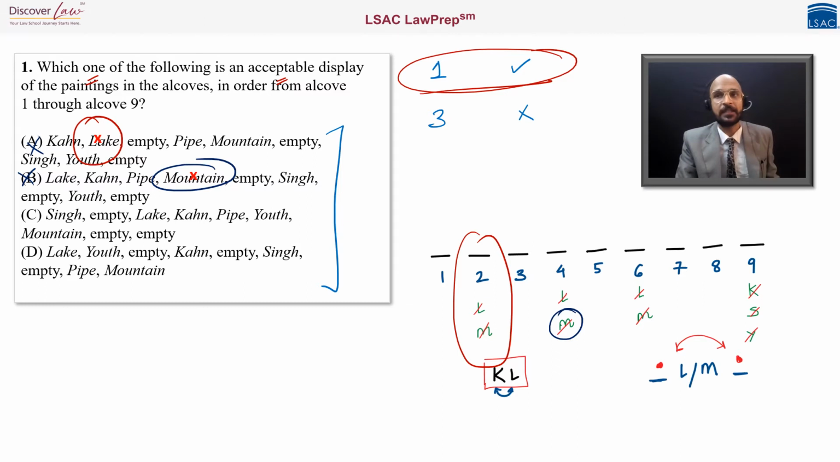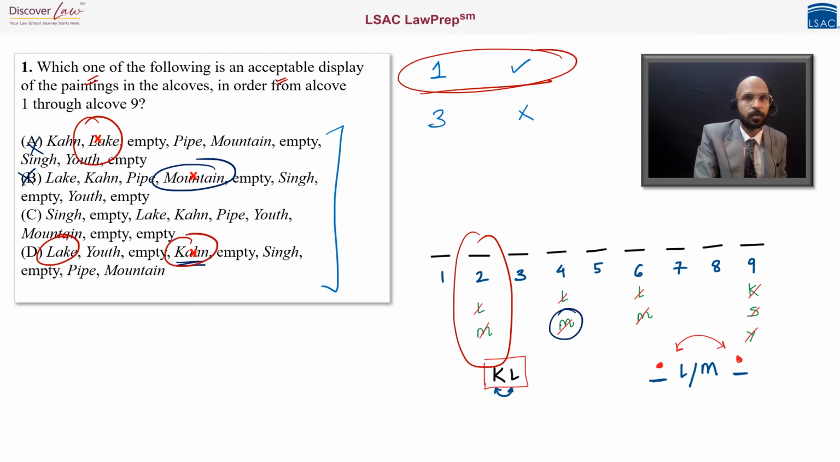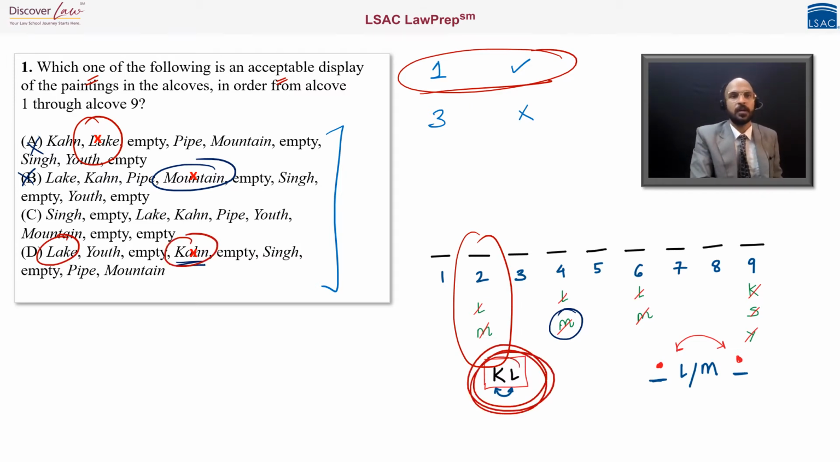Let's look at option D. Now you see that K is here, and you can see that L is here. But we just saw that K and L are supposed to be adjacent to each other. Here they are not adjacent to each other. Therefore, D is also not the answer. So surely we know by elimination that C is the right answer. You can go ahead and also check it. C is the right answer.